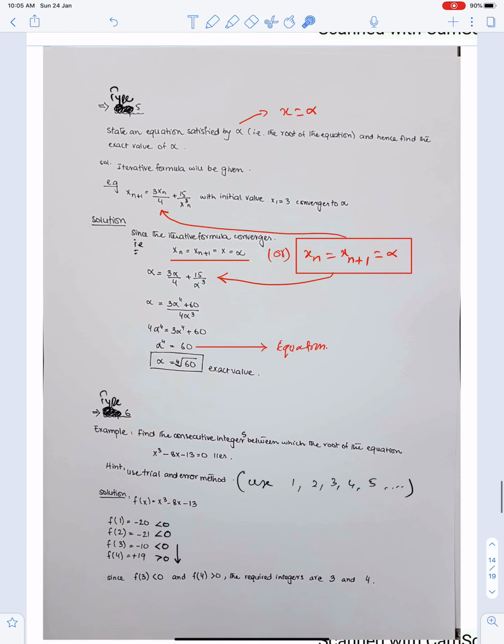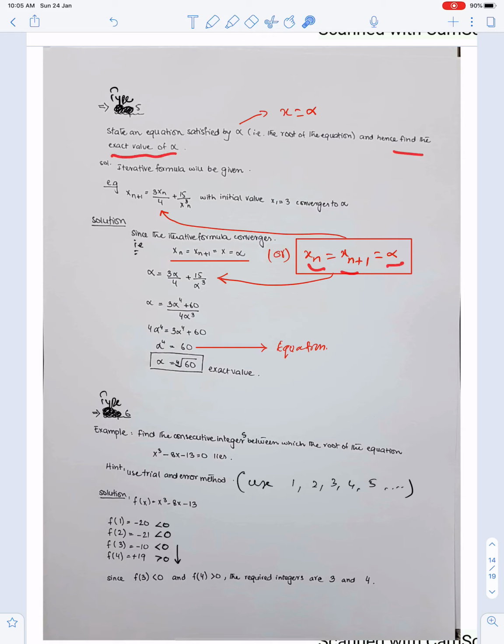Type 5 question. State an equation satisfied by alpha. Alpha means the root of the equation, like x(n+1) will be alpha. And hence find the exact value of alpha. The iterative formula will be given. By applying this equation onto the iterative formula, we'll get this equation. Now you just need to make alpha the subject, and this is the exact value of alpha.